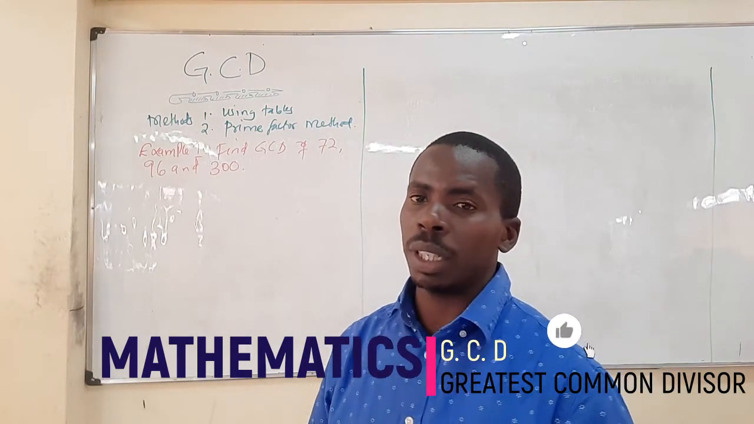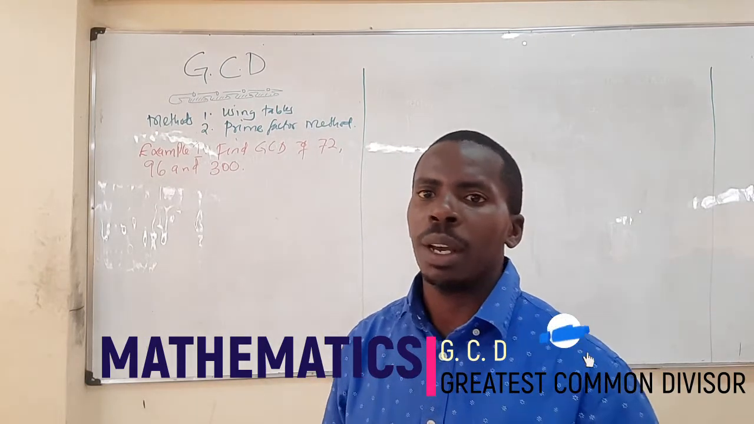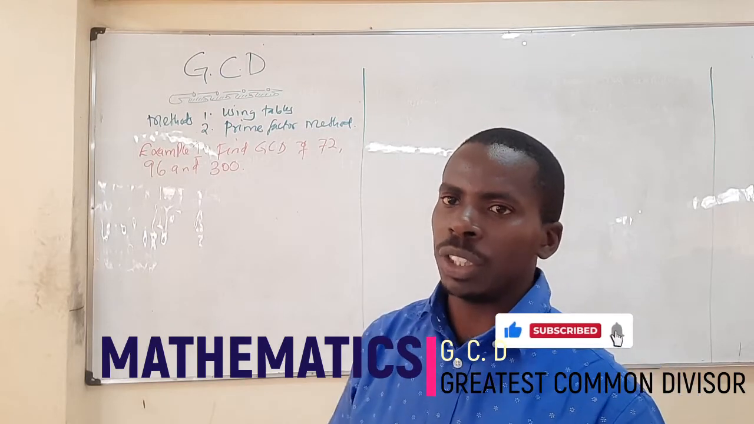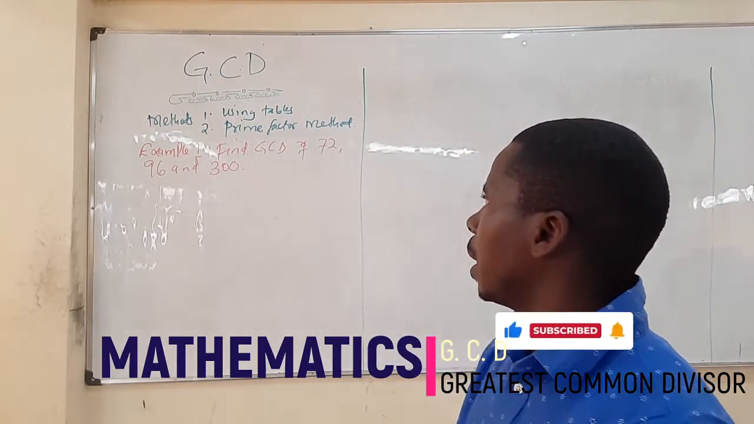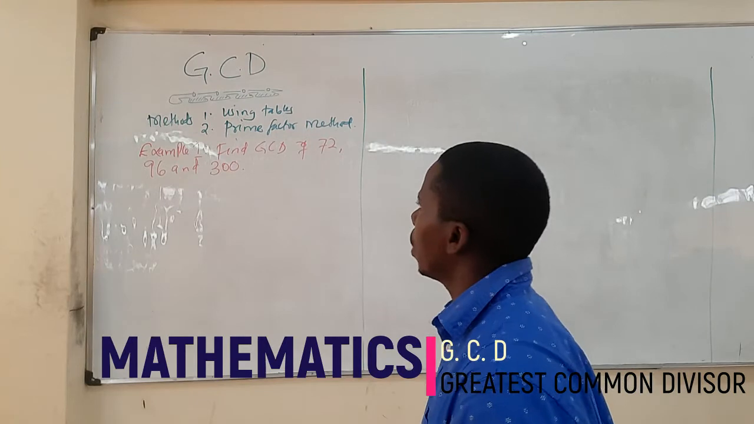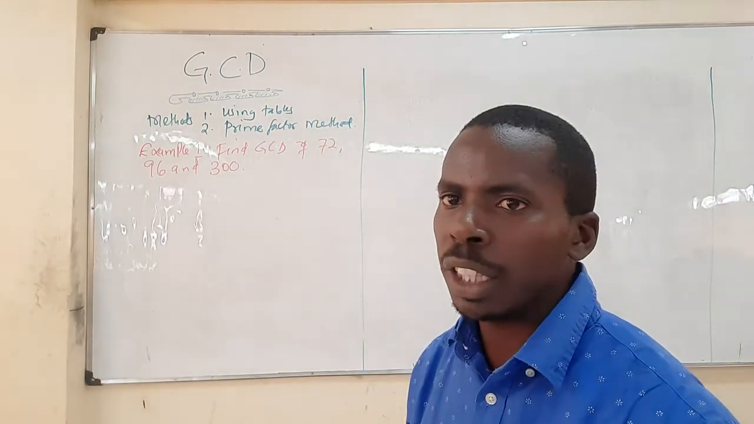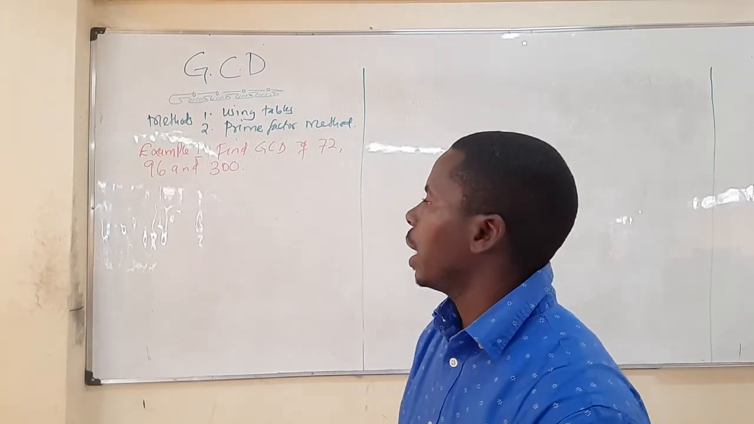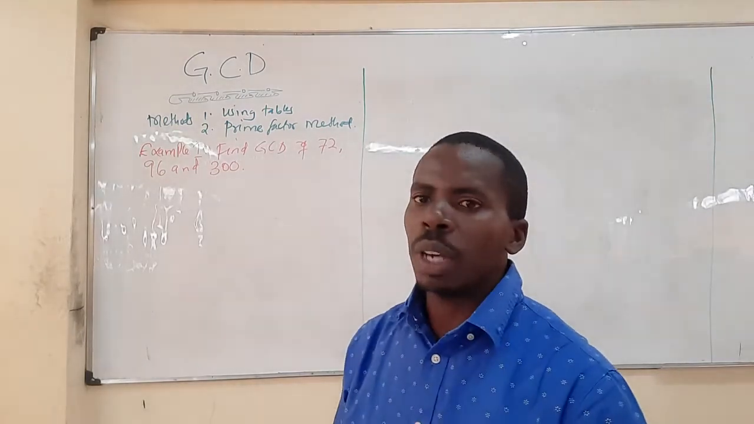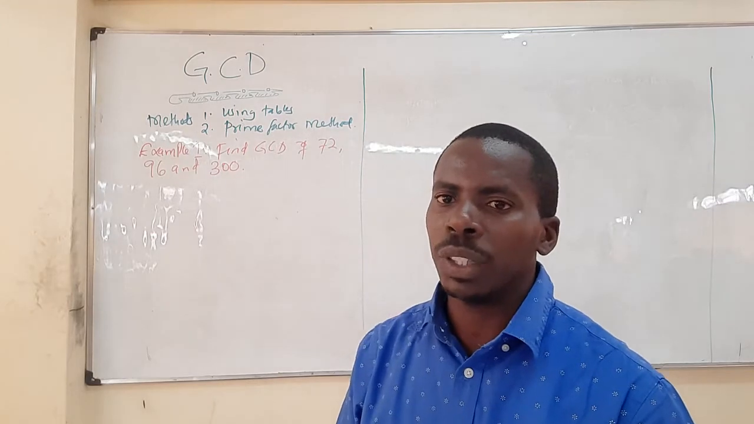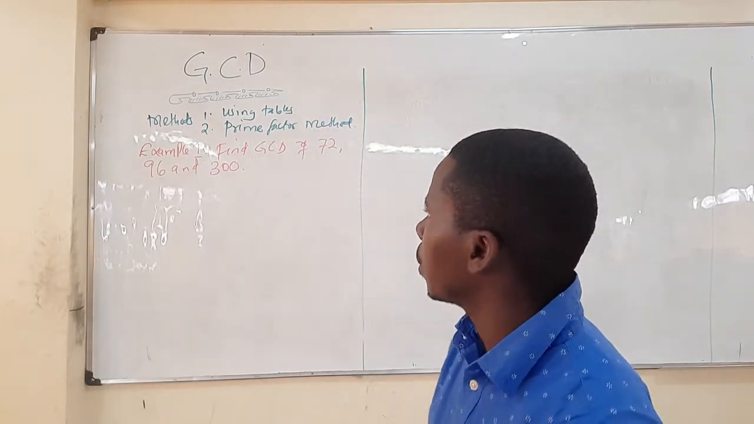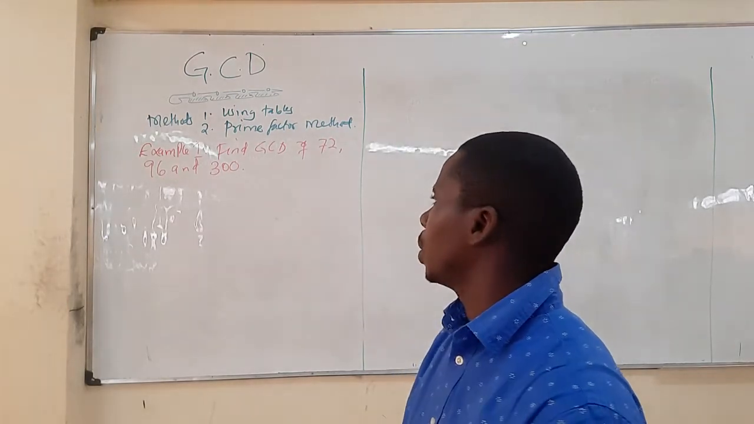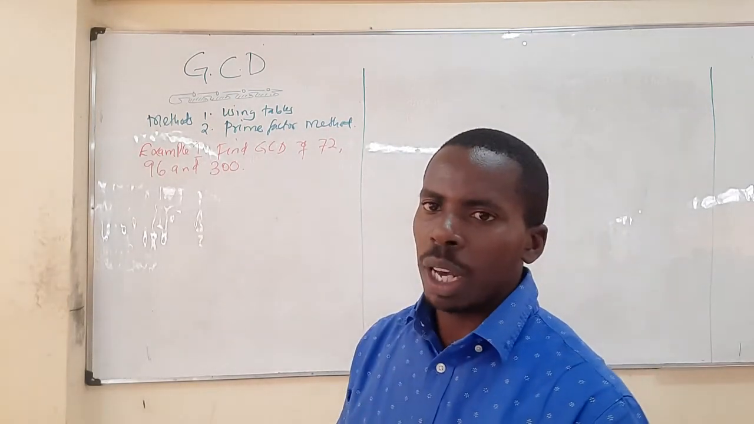We are going to look at two methods, but we have got more than that for how to get the GCD of numbers. One is using the table, and the other method is using the prime factor form. I'm going to have an example here so that you can see how to get the GCD of given numbers using the two methods.